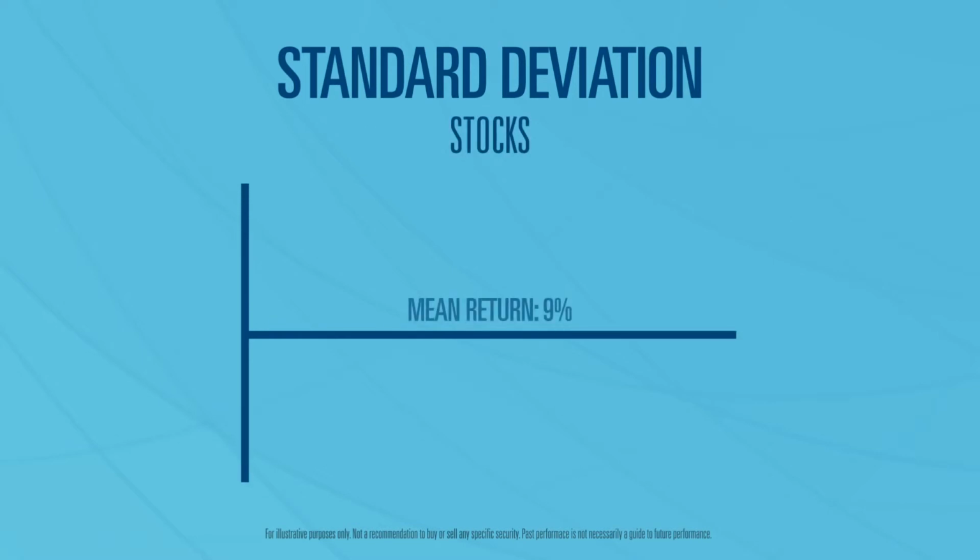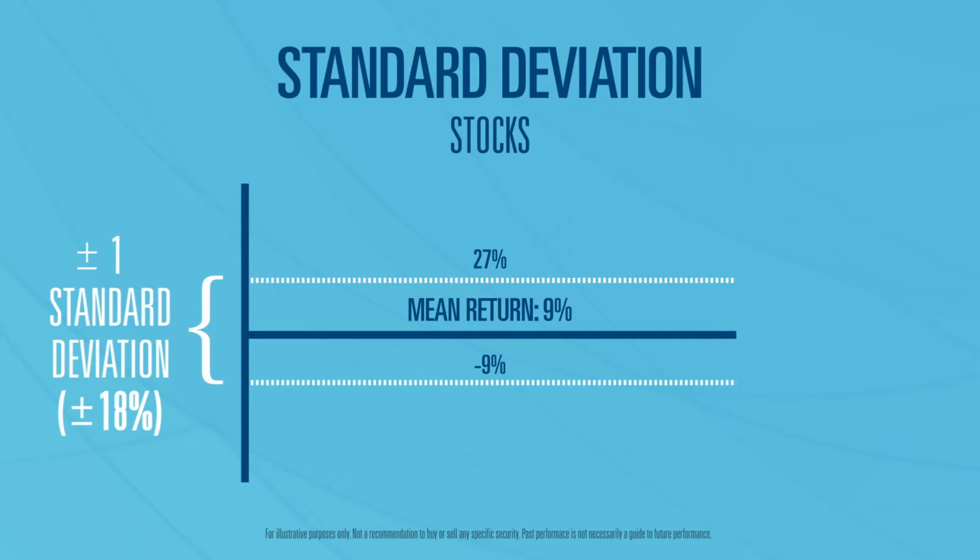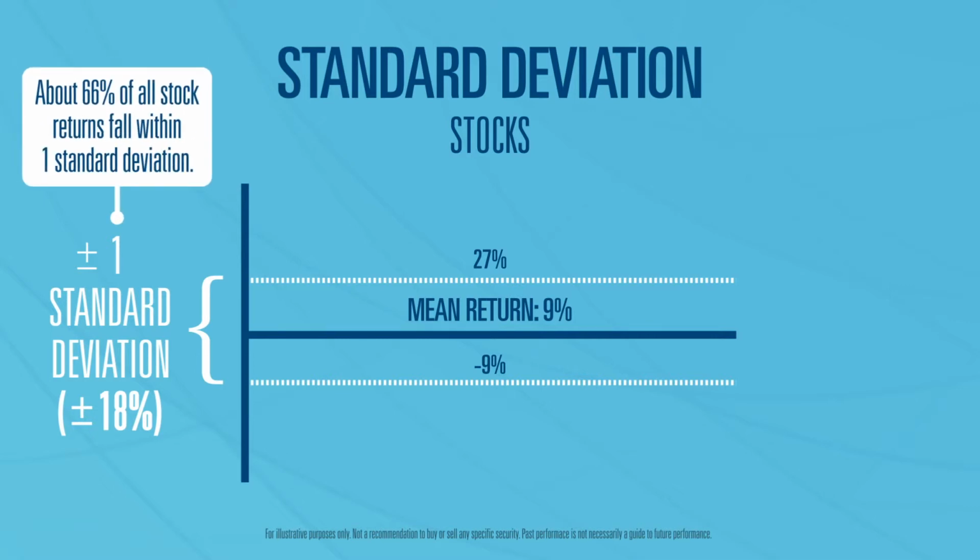Let's take a look at stocks again. Since 1926, the average return is 9% a year, which includes a 3% inflation rate. One standard deviation from this 9% average is 18% in either direction. In other words, in some years, stocks return as much as 27% or lose as much as 9%. About 66% of stock returns fall within this one standard deviation.